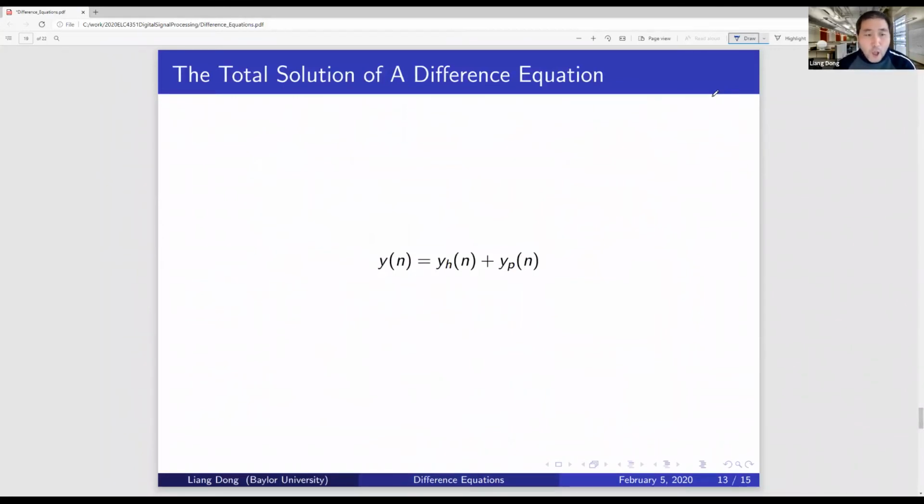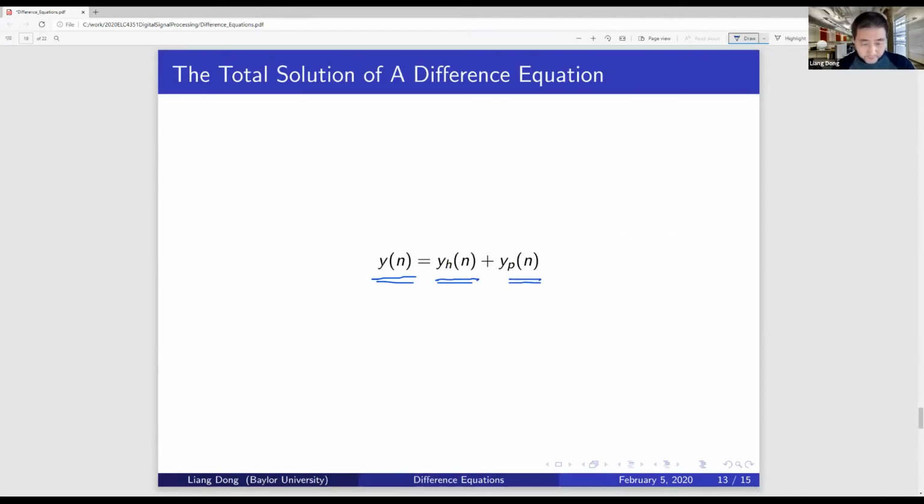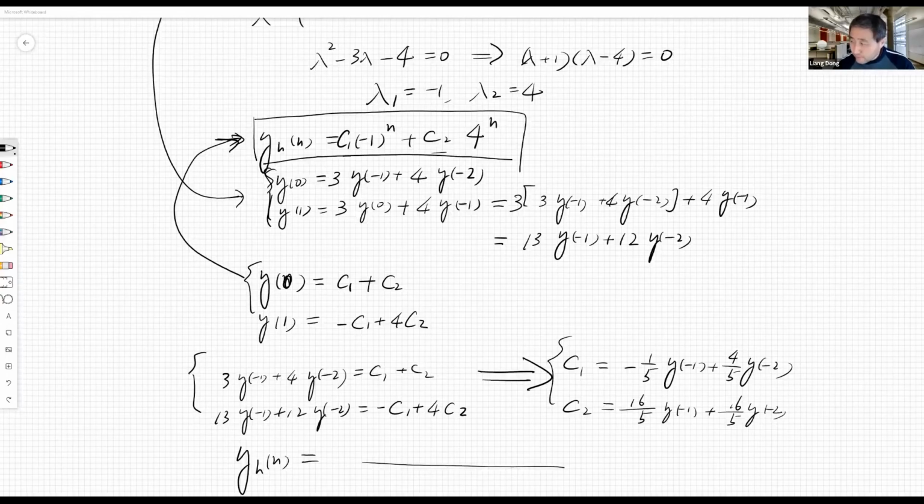So finally, we have the total solution of a difference equation. Because a difference equation is a linear equation, it's a linear system. Therefore, the total solution is the homogeneous solution plus the particular solution. Okay. Now let's look at an example for a particular solution.